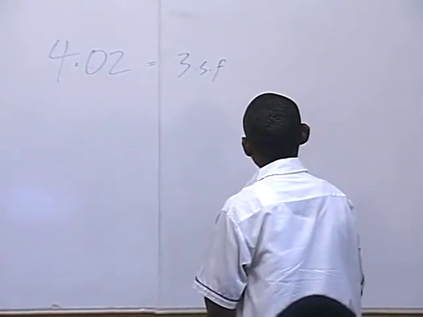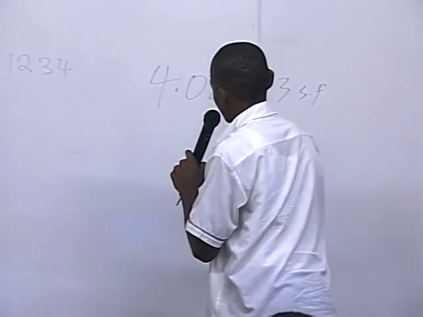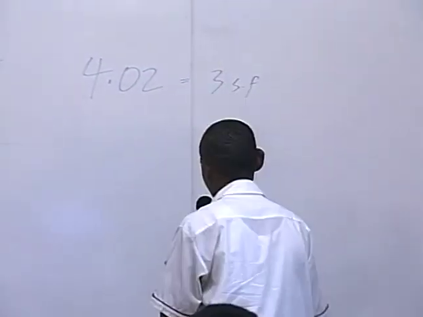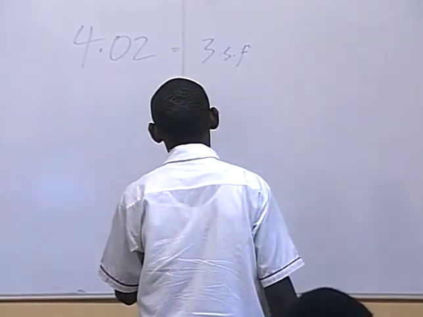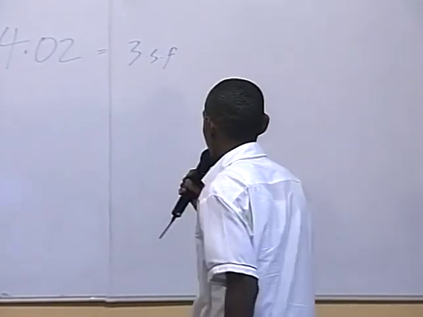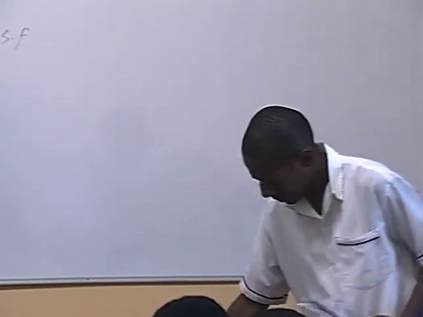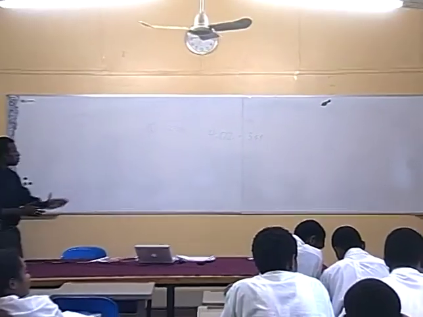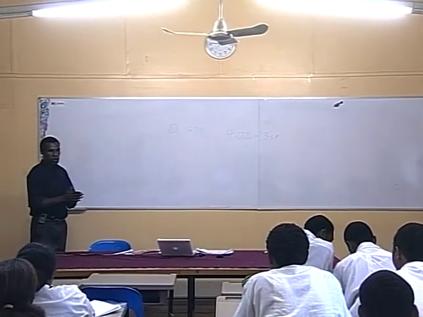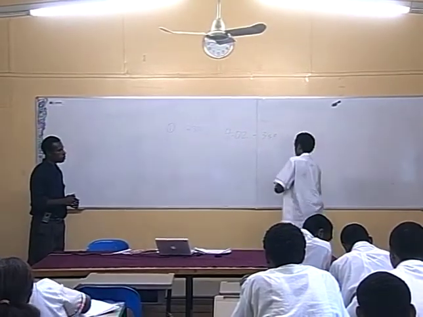4.02 has 3 significant figures because there are 3 digits here, and 0 is counted because it's between the two numbers with the value. All right. Second one. All right. When you come up, write it down nicely. And then just put the number of questions that you are going through.